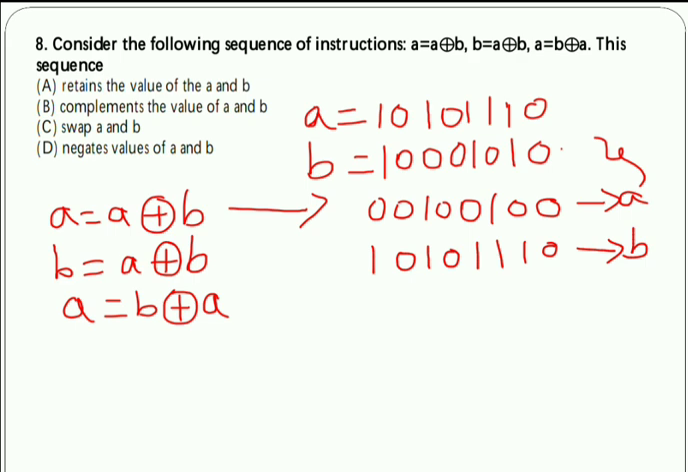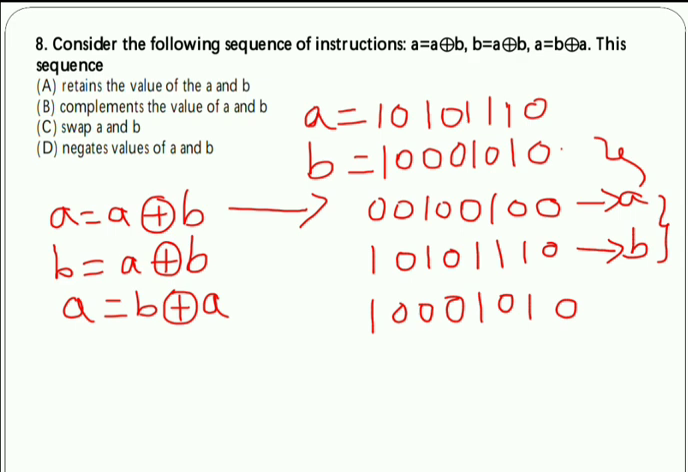Now A equals B XOR A. Now again we have to find the XOR of these two new values, A XOR B. So then the answer is 0, 1, 0, 1, 0, 0, 0, 1.